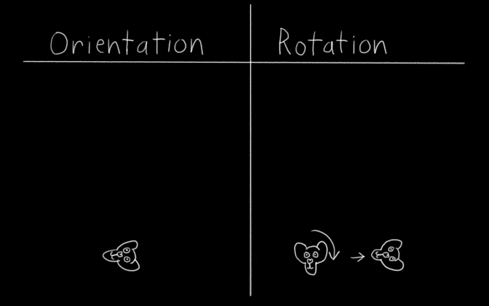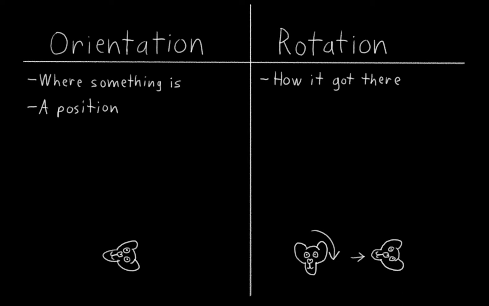In short, orientation is where something is, and rotation is how it got there. Or in other words, orientation is a position, and rotation is a change in position. Hopefully that's fairly intuitive right off the bat, but I'm going to give some examples to help illustrate.